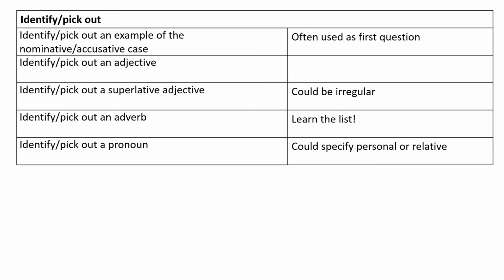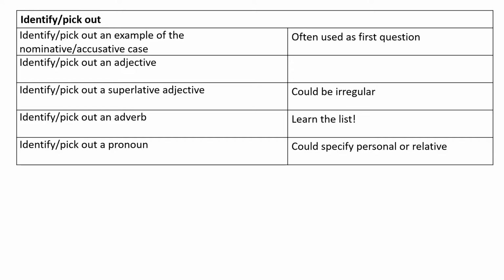Here's some examples of the simplest types of questions. So identify or pick out an example of the nominative or accusative case. That's often used as the first question. Not always, but quite often. The first question is a very simple pick out an example of a nominative, pick out an example of an accusative in line 1. It's often the way the examiner starts.